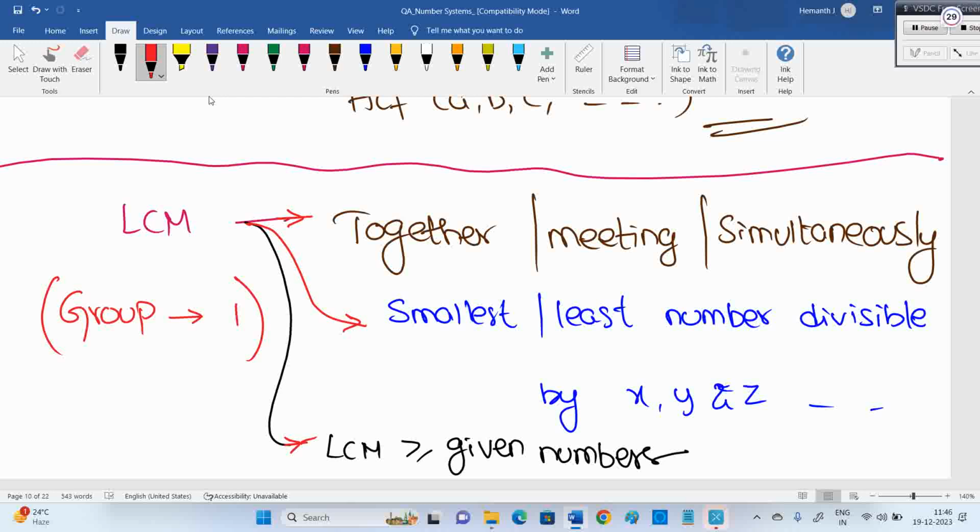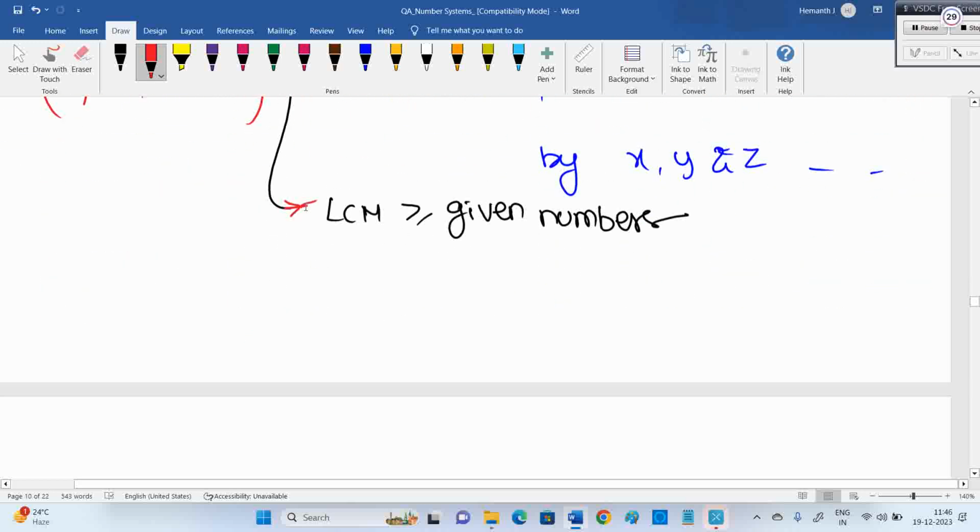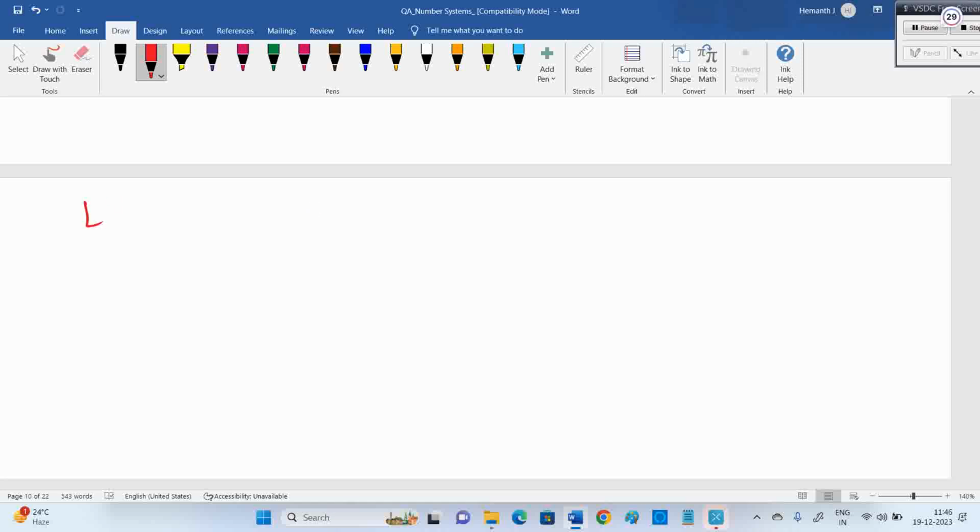Maybe in your mind you have a doubt, sir, for together, why do you have to apply LCM? If you recall, in the introduction I gave you the proof: for 5, 6 and 10, we got the LCM as 30. Let me explain this LCM point. Suppose a bell is ringing every 5 minutes. Another bell is ringing every 6 minutes. A third bell is ringing every 10 minutes.